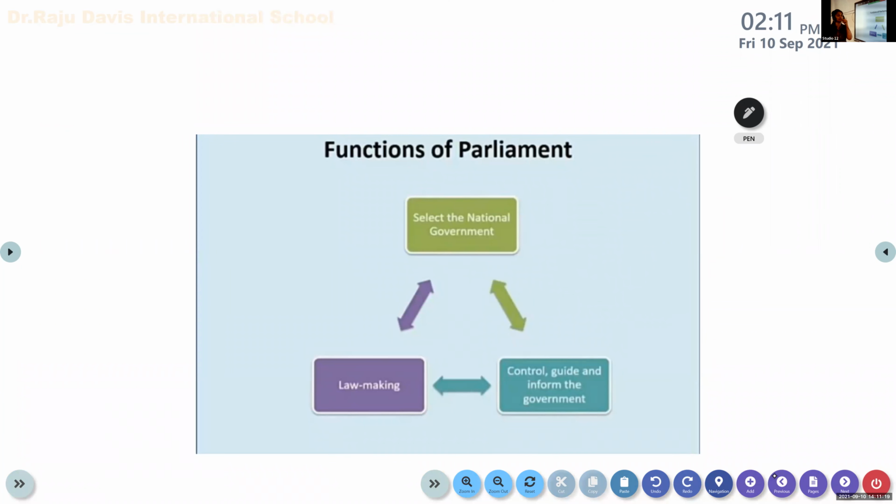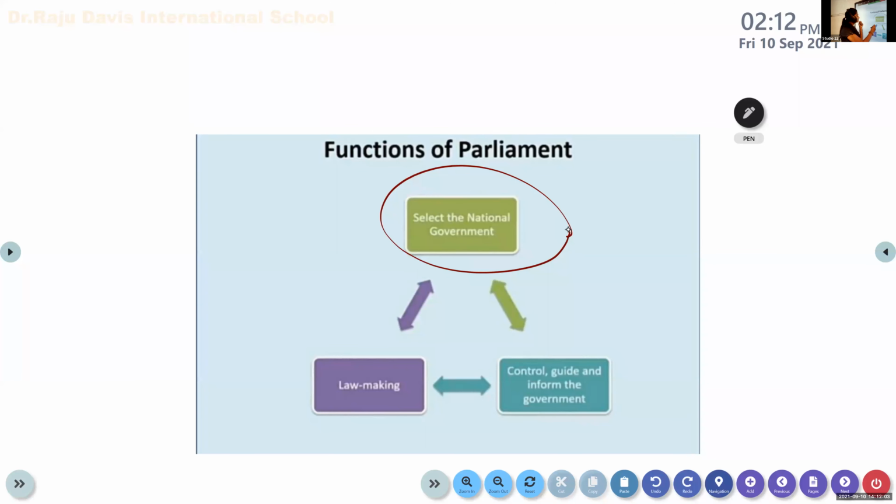Now we will discuss the functions of the parliament. The important function of the parliament is to select the national government. That means regularly we conduct elections to choose the national government after every 5 years. All political parties contest the election, and the majority party needs to form the government, and the leader of the majority party will choose one elected representative as the Prime Minister.